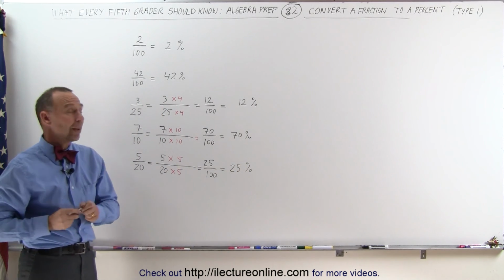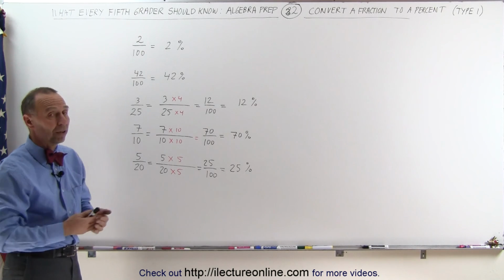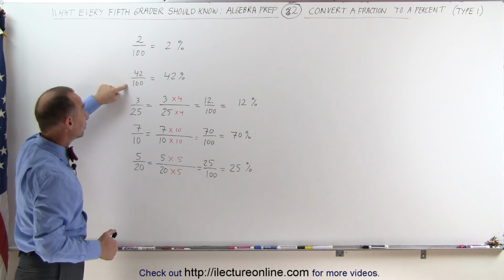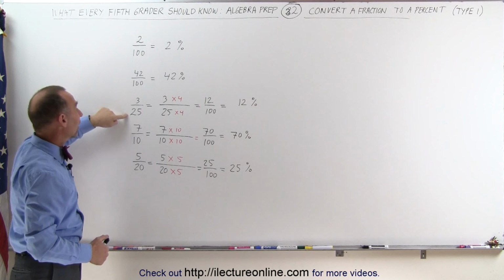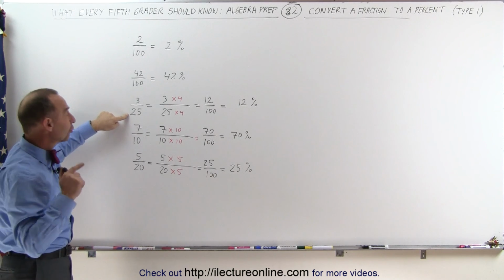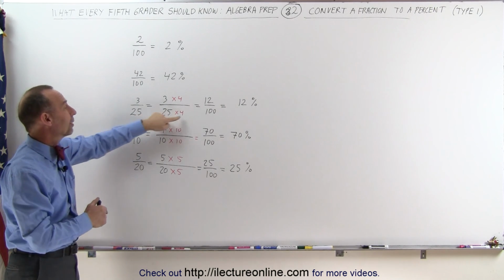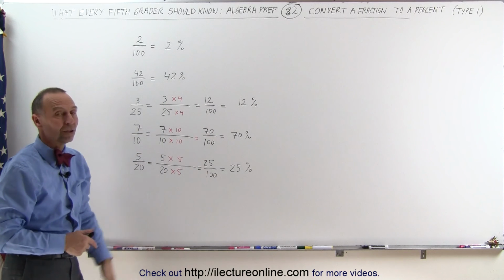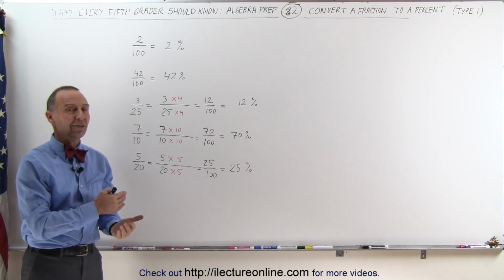So that's the first type of conversion from a fraction to a percent. If the denominator is 100, it's very easy. If it's not 100, but it can be very easily turned into a fraction whose denominator is 100, then it's still relatively easy. And that's how it's done.